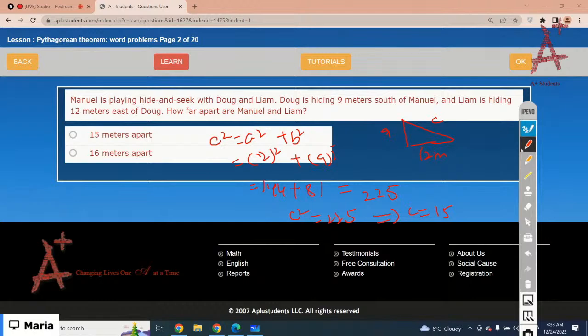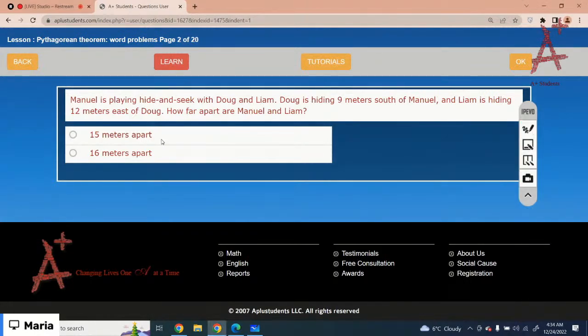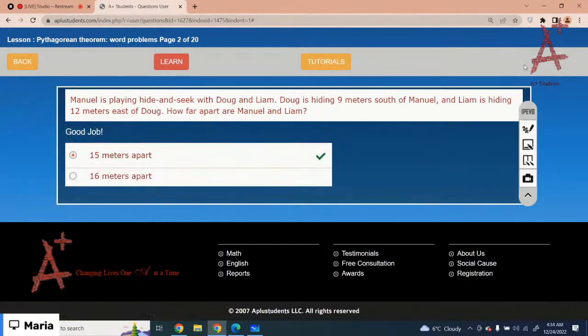Just select the correct option and click on the OK button. Got it? So the correct option is 15. You simply have to form the right angle triangle and find the missing values. Got it?